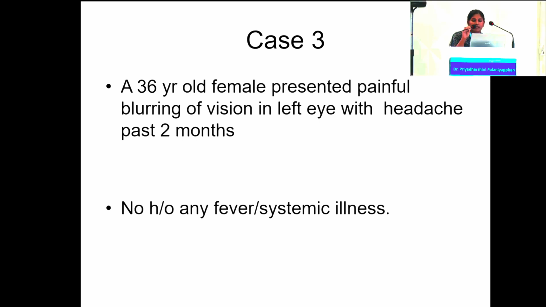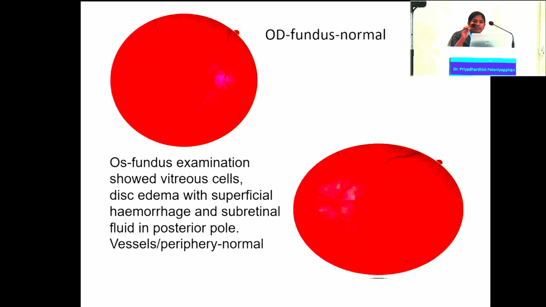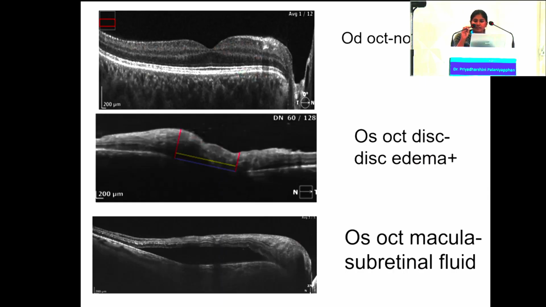Case 3: a 36-year-old female presented with painful blurring of vision in the left eye with headache for the past 2 months. There was no systemic history or any fever. On examination, the right eye was 6/6 and 6. In the left eye, the vision was 6/12 and 8. Pupil reaction was normal. There were vitreous cells in the anterior vitreous face. The right eye fundus was normal; the left eye showed vitreous cells. There was disc edema with superficial hemorrhages, and subretinal fluid was seen in the posterior pole. OCT of the right eye was normal; the left eye showed disc edema and subretinal fluid.